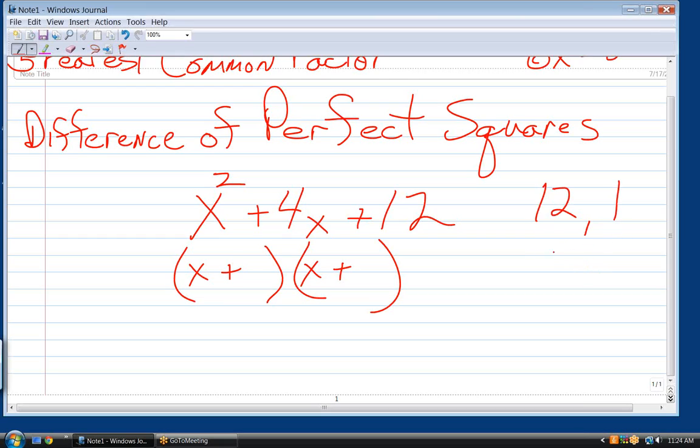What's the next set of factors I can get? That's the answer, right? Oops, excuse me. Sorry, I meant to make this a negative sign.